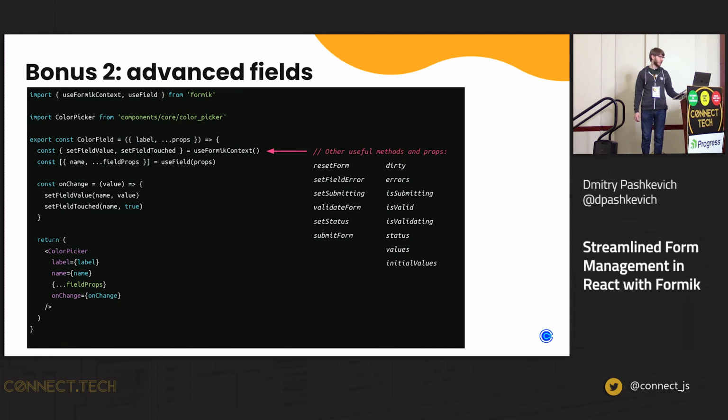Yeah, so in this case, I'm wrapping an existing color picker component, and when it gives me an onChange callback, I am calling these functions coming from Formik, so that Formik updates its state internally to keep up to date with the component.